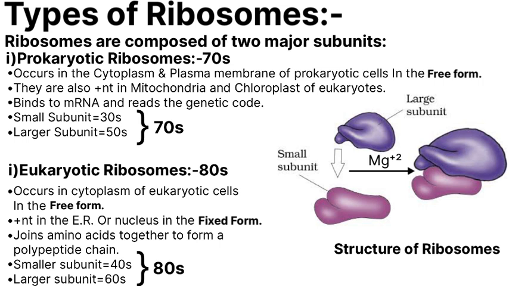But the 70S ribosomes are not only present in prokaryotic cells, they are also present in other cell organelles of eukaryotic cells, like the chloroplast or the mitochondria, which you need to remember. Why so? Because they have bacterial features in them, correct? But the 80S ribosomes are present only in the eukaryotic cells.